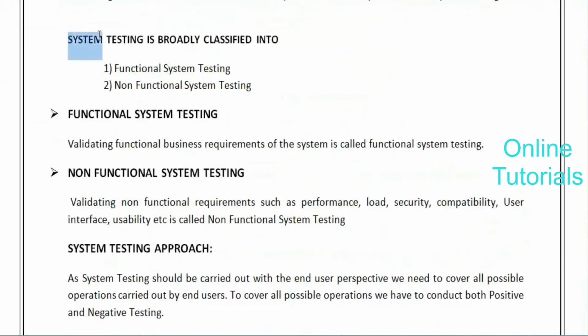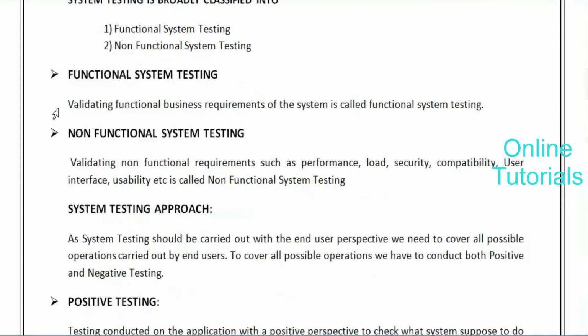System testing is broadly classified into two types, functional and non-functional. In technical terms, validating the functional business requirements of the system is called functional testing. In general, wherever there is a need for validation in a particular page, that is functional testing. Non-functional testing is validating non-functional requirements such as performance, load, security, compatibility, user interface, and usability.